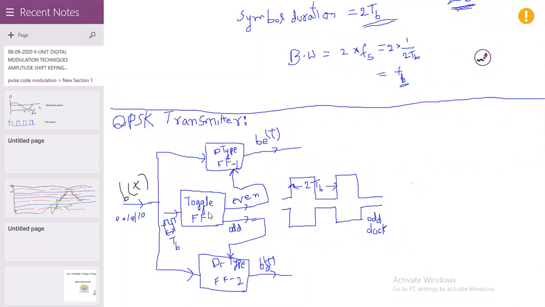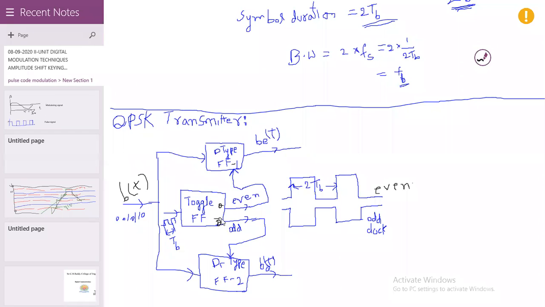Here, this is a toggle flip-flop. Input is a clock signal with a TB duration. The output of this toggle flip-flop produces the even clock and the odd clock. The even clock duration is 2 TB. In a similar way, the odd clock duration is also 2 TB. So here the even clock output is even Q. Let us assume this is even Q, and here this is Q bar, the opposite.